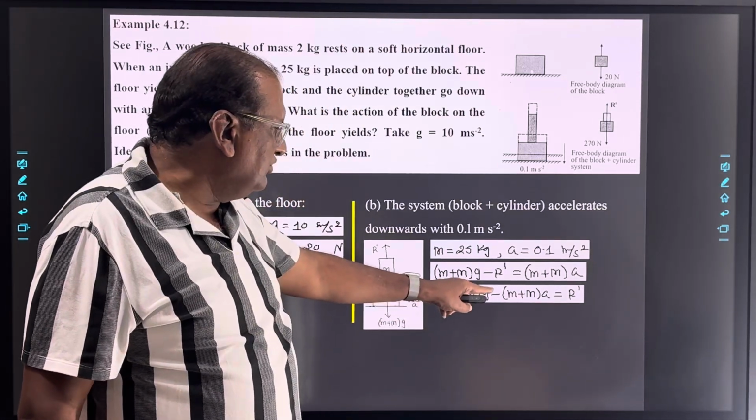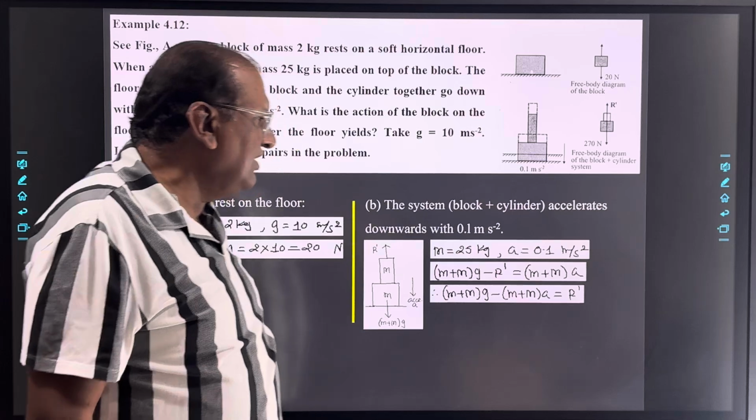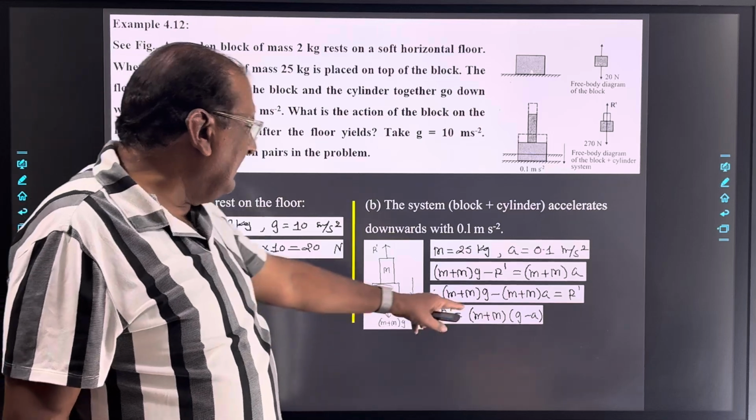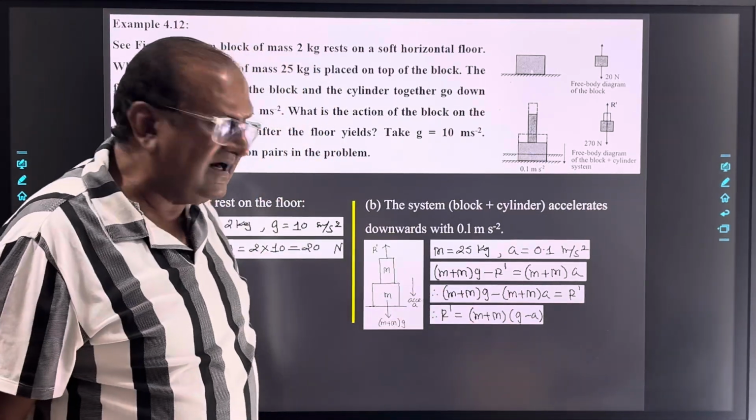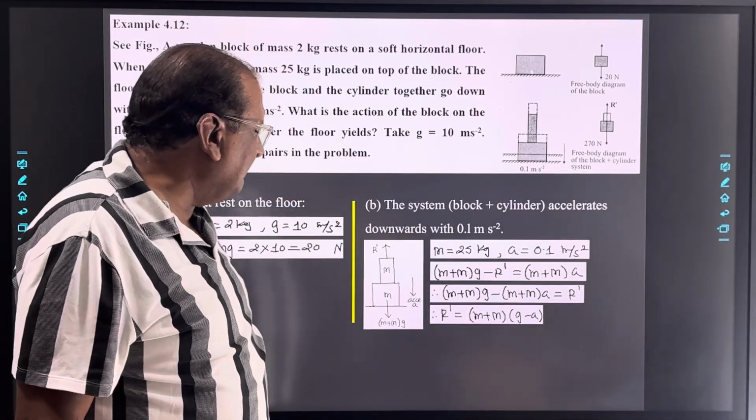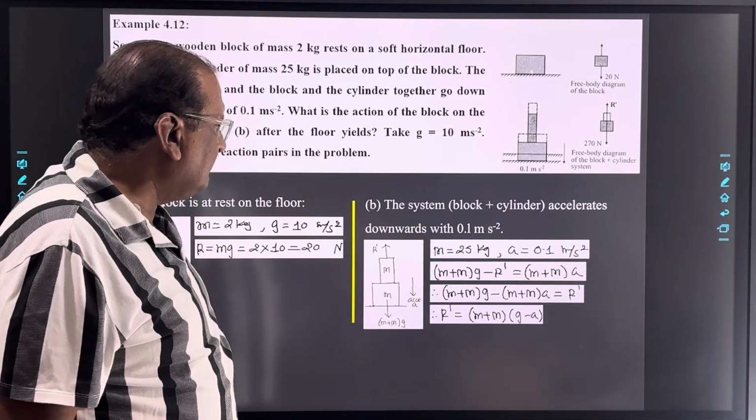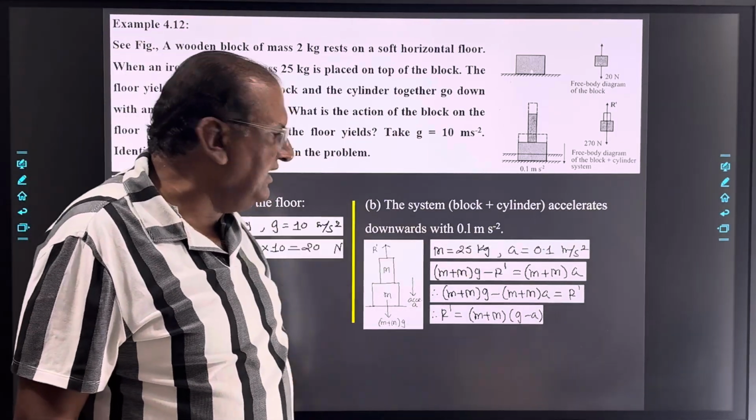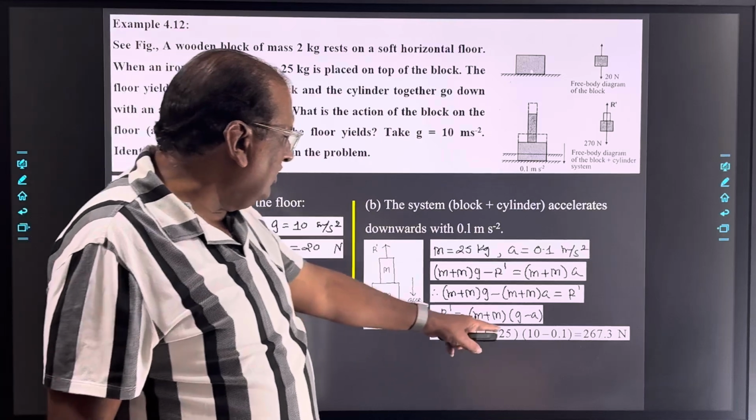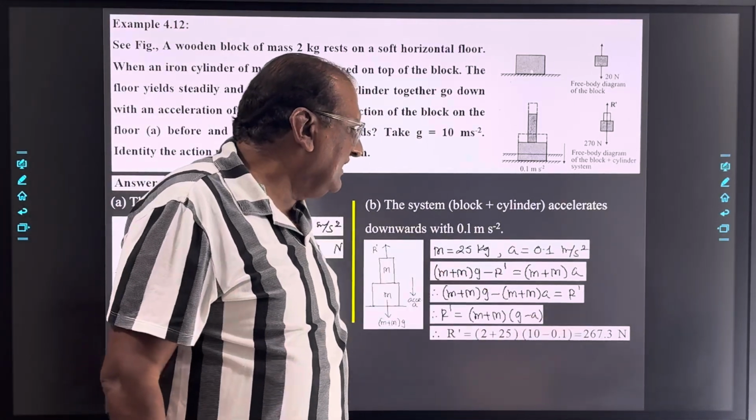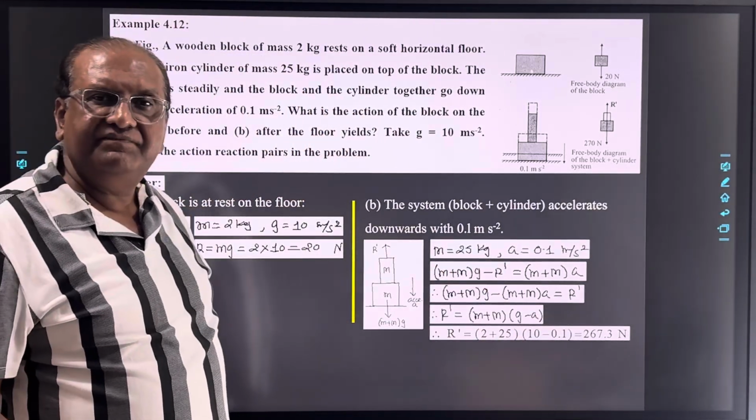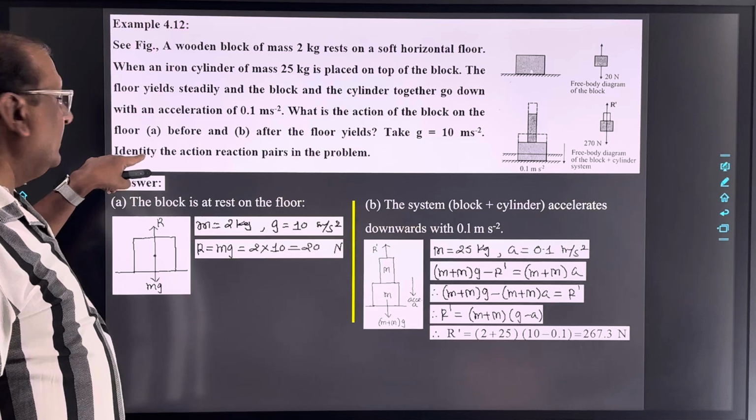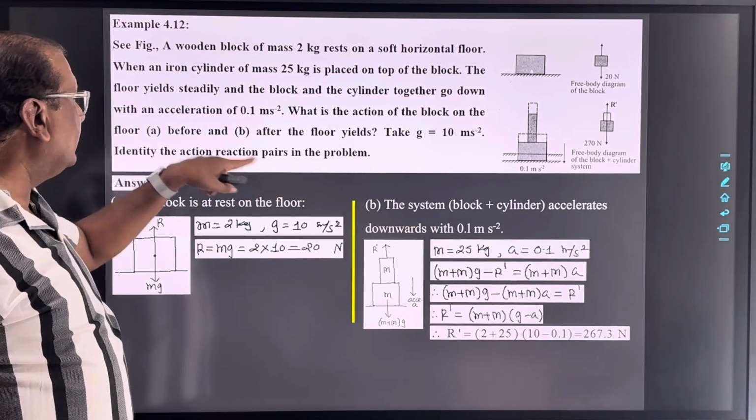So here make R dash the subject of the equation, take (M plus m) into a on the left hand side. So (M plus m) into g minus (M plus m) into a, that is equal to R dash. Here take M plus m common. So we can write (M plus m) into (g minus a), that is R dash. Now substitute the values: small m is 2, capital M is 25, g is 10, and acceleration is given to you as 0.1. So if we substitute all these values and then solve it, the answer will be 267.3 Newton.